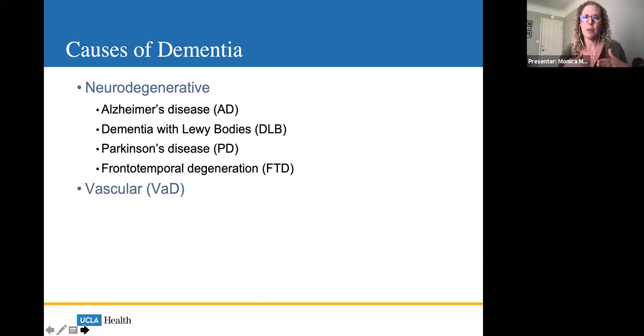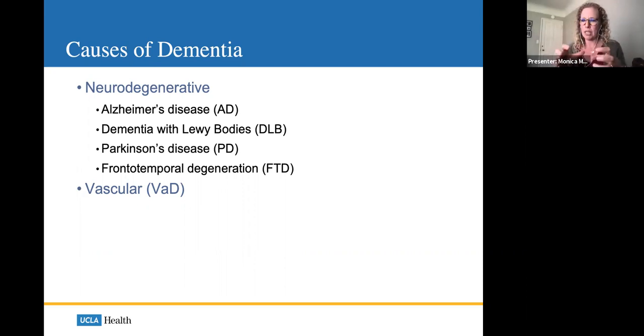There's also a type of dementia that is not what we call neurodegenerative. It is vascular dementia. And just for a quick example of neurodegenerative, Alzheimer's disease, and I know I said I wasn't going to talk about it, but you can't have a dementia class and not talk about Alzheimer's. It just doesn't happen that way.